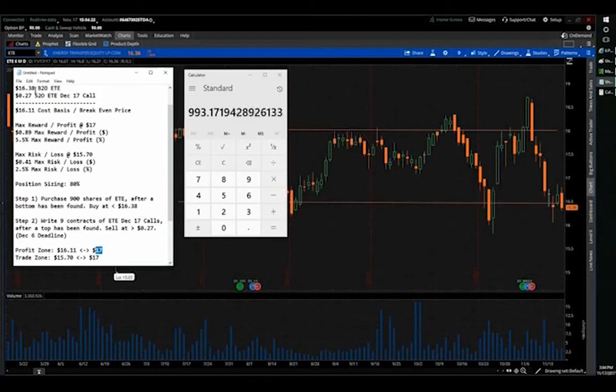And then depending on the prices we get, if we can get a slightly lower price for the stock and a much higher price for the premium, we might have a lower cost basis. It's not uncommon when you leg into these positions that your profit zone is bigger than your trade zone. In fact, that's something you strive for. Let me tell you why.